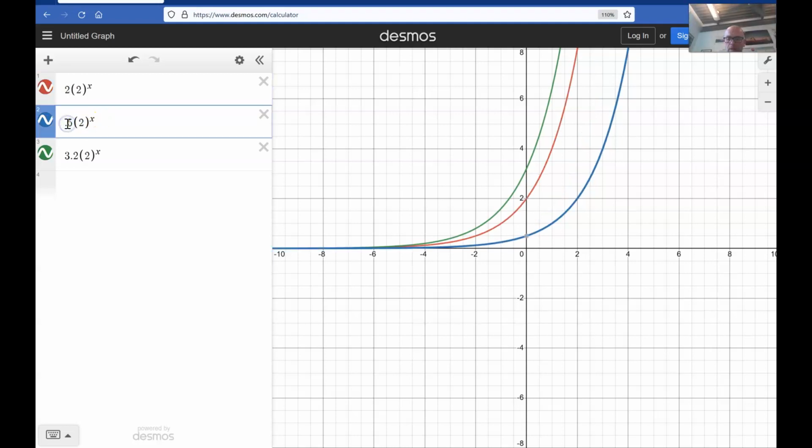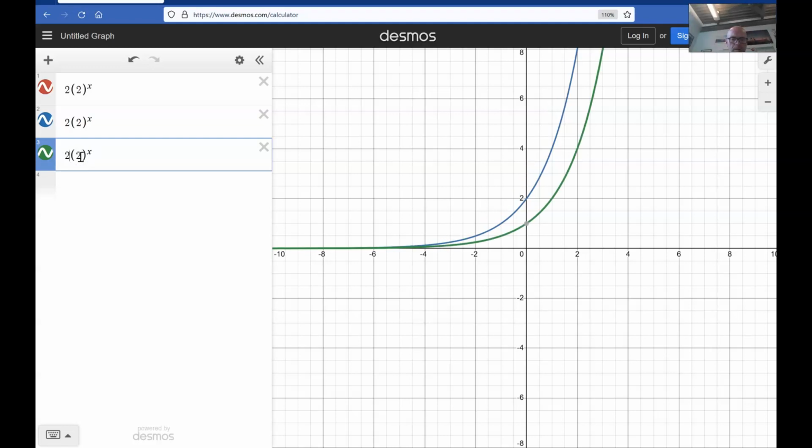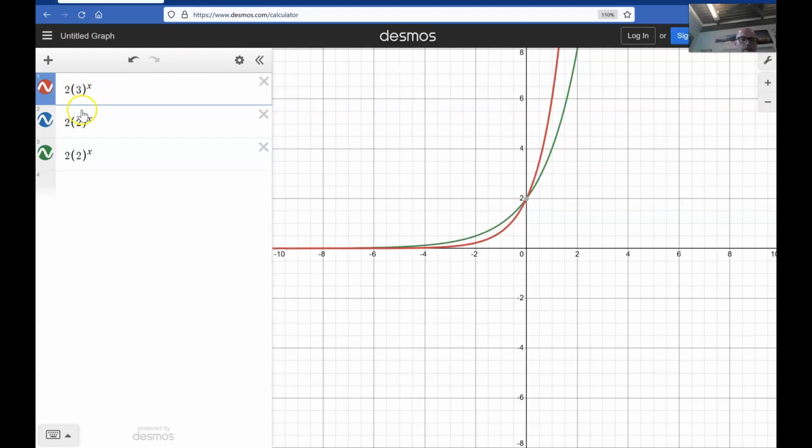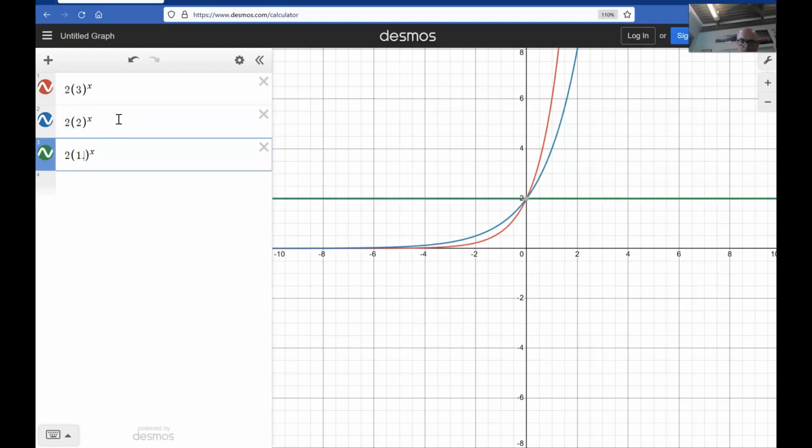at 2, because we're going to investigate how the growth factor affects the graph. So you notice they're all crossing at 2, and they all have a growth factor of 2, so they're of course on top of each other. So what happens if I take this and put a 3 there, leave that one at 2, and put a 1.5 there?